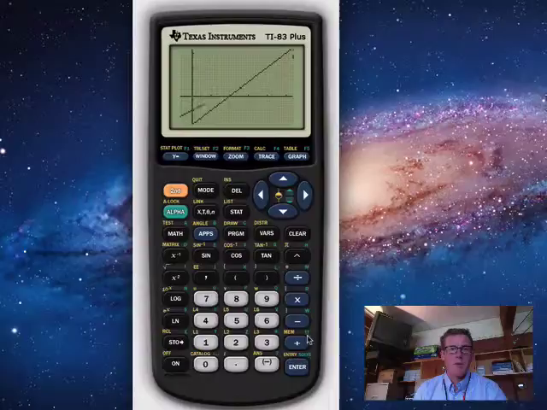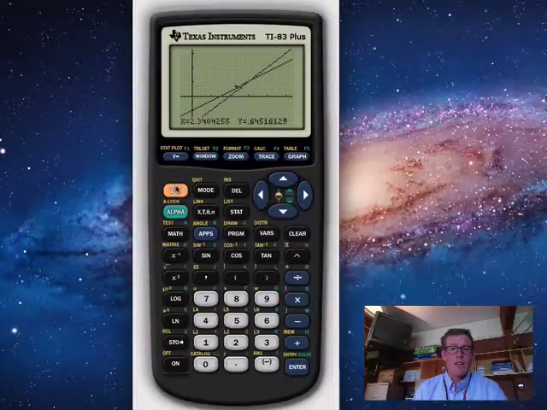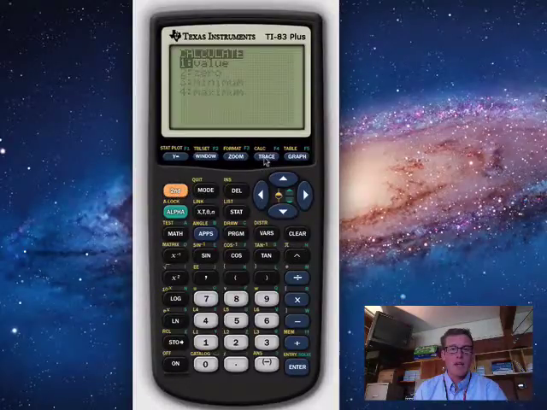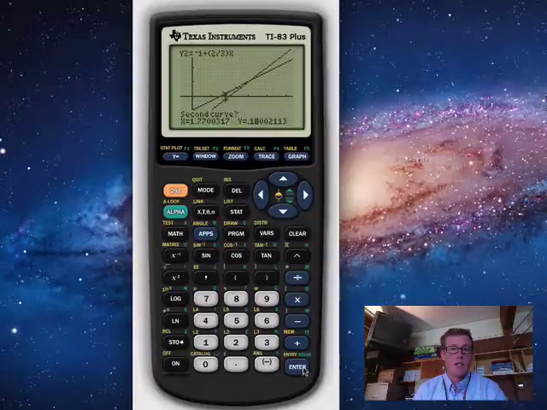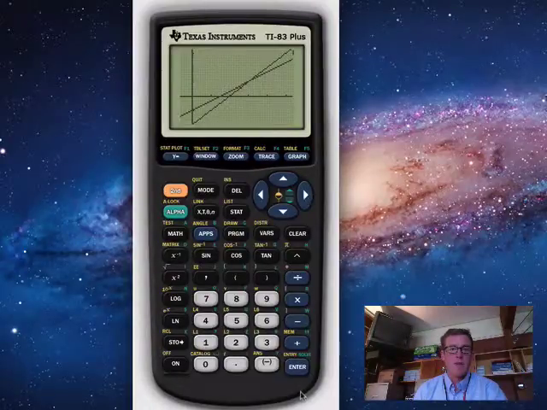And remember, I'm looking for that intersection point. And we estimated it was about 3, 1. The way that I can get this for sure is I'm going to do second calc, and then 5 is for intersect. This is asking me first curve, in other words, is this your first line? Yes. Second curve, yep, there's my second line. And then guess, yes, I will guess. So I'm going to zoom in a little bit to about where I think it'll be, and then hit enter. And voila, the intersection is at 3, 1.